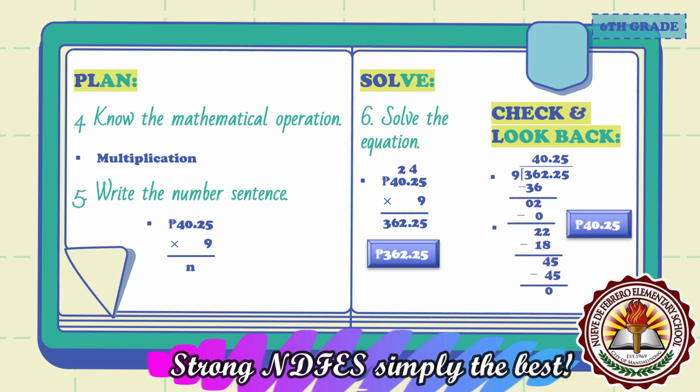When you divide the amount paid for the notebooks by the total number of notebooks, what did you get? It will give you the quotient of 40 pesos and 25 centavos. What is 40 pesos and 25 centavos? Yes, the cost of each notebook. So our answer is correct.